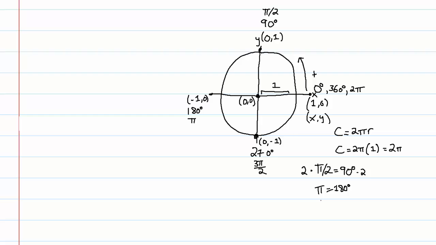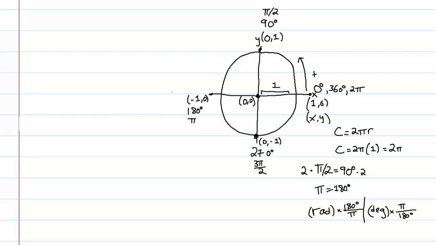Pi is in radians, the 180 is in degrees, so to go from radians to degrees, we need to cancel out the radians unit, or pi, and multiply by 180. To go from degrees to radians, we should cancel out the degrees unit, or 180, and multiply by pi.